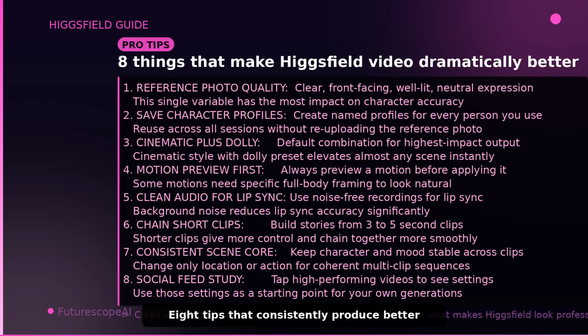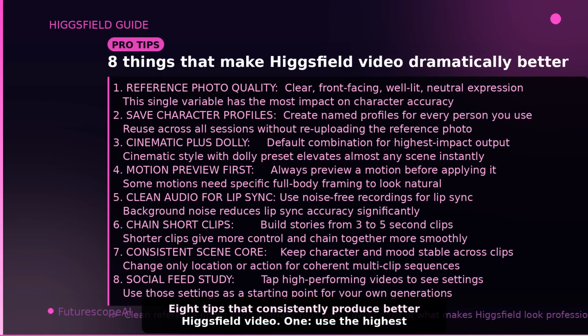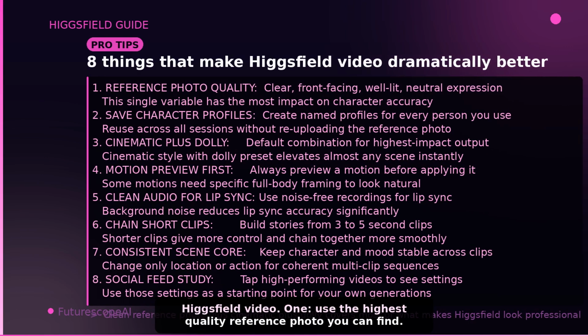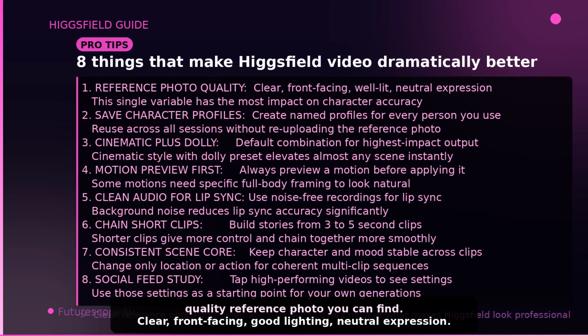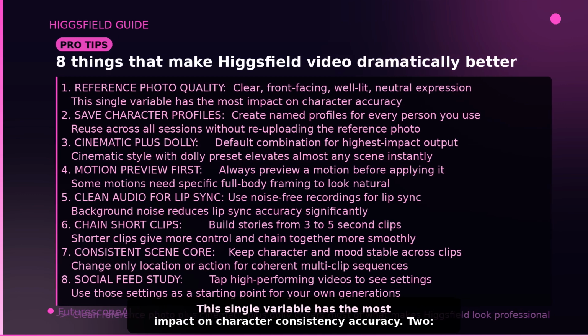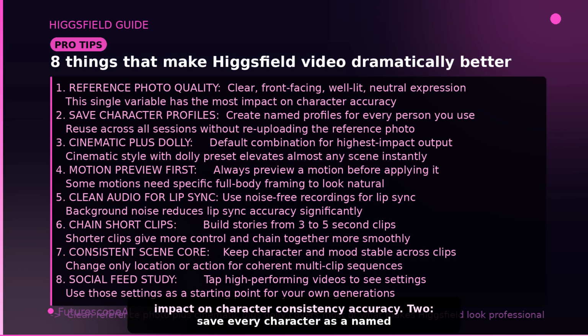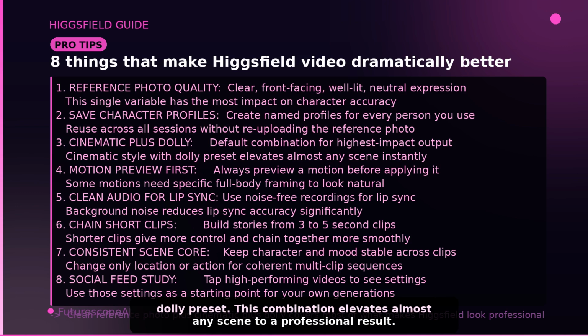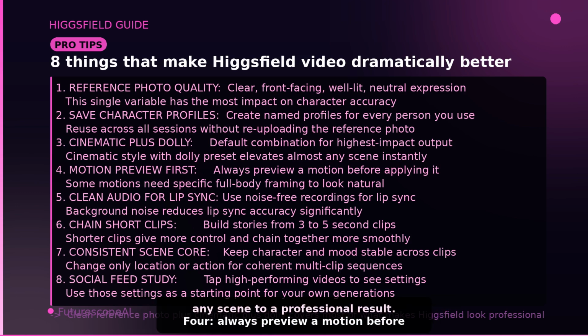8 tips that consistently produce better Higgsfield video. 1. Use the highest quality reference photo you can find. Clear, front-facing, good lighting, neutral expression. This single variable has the most impact on character consistency accuracy. 2. Save every character as a named profile for reuse across sessions. 3. Default to cinematic style with a dolly preset. This combination elevates almost any scene to a professional result.